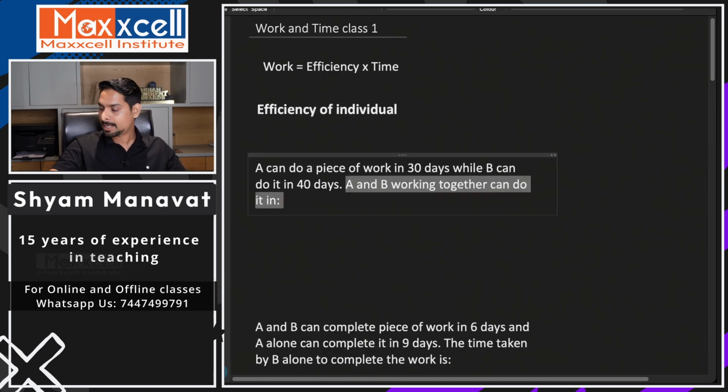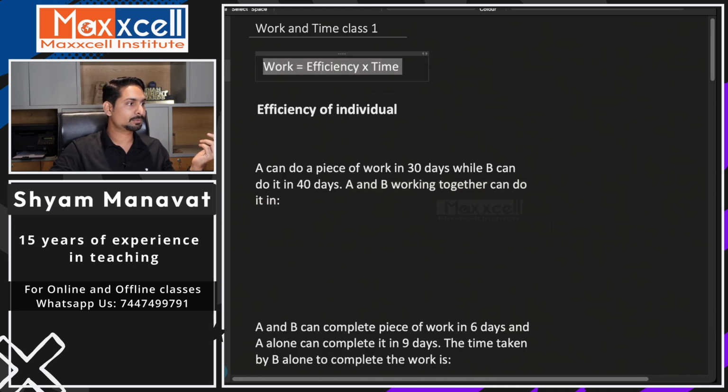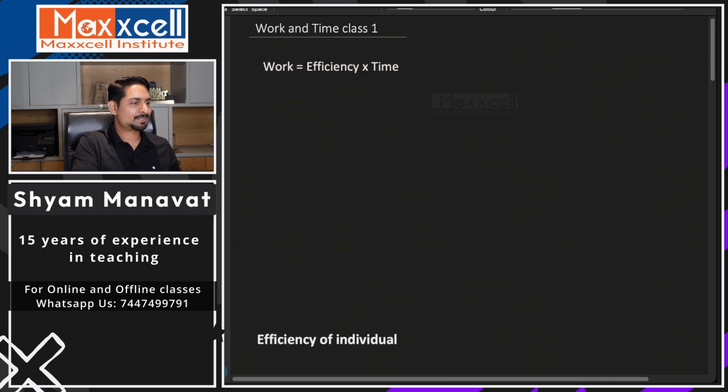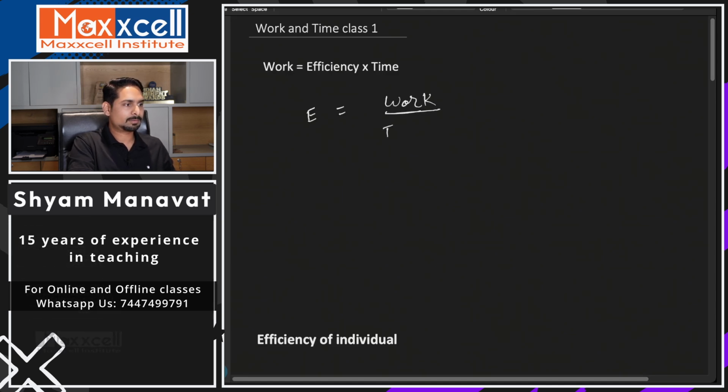So let's get started. What do we have here? Work equals efficiency into time. This is the formula which we are going to use. Now let's do some post-mortem of this formula. If I take time to the other side, I can say efficiency equals work upon time. Efficiency equals work upon time.